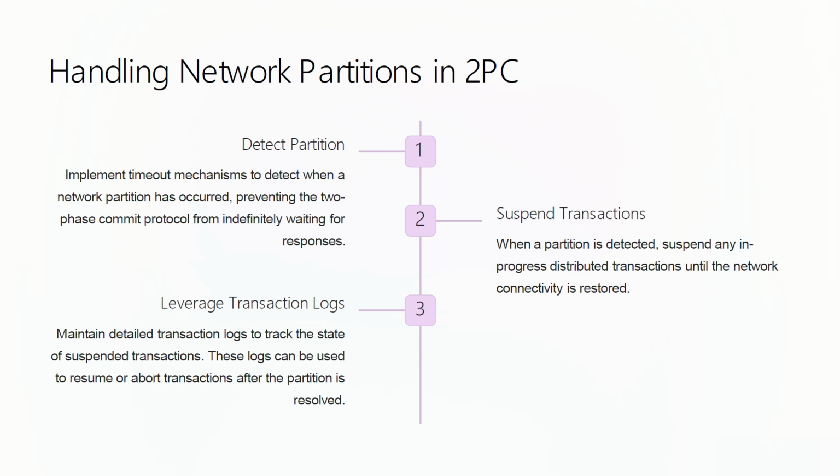Each participant and coordinator keeps a log of the transaction state at each stage. If a network partition occurs, participants can rely on these logs to check their state once the partition is over. If a participant did not receive the commit message, it can consult its log to determine if the transaction was aborted or committed. Using timeouts is also crucial in this scenario. If a partition is detected, the coordinator can decide to abort the transaction after a certain waiting period, ensuring that no participant is left in an indefinite wait state.